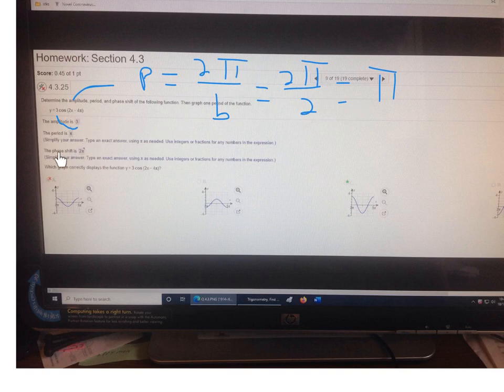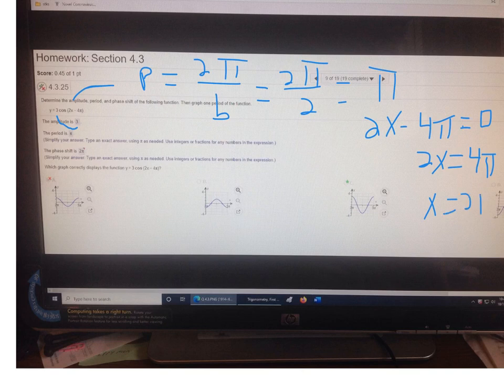Okay, finally the phase shift, which you did miss. There's a couple ways you can do this. I just like to take what's in the parentheses, set it equal to 0 and solve. I know the book says something a little different, so I just take 2x minus 4 pi and set that equal to 0. You add 4 pi to each side. 2x equals 4 pi. Divide by 2, and x equals 2 pi.